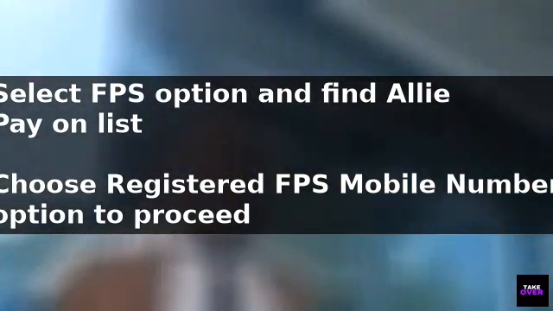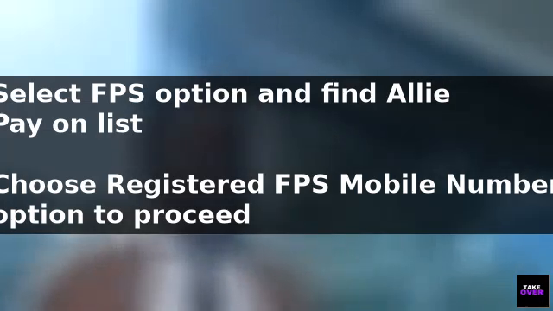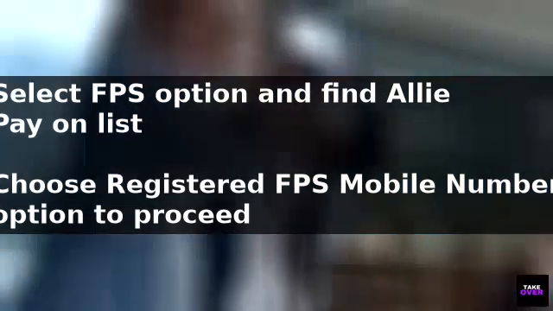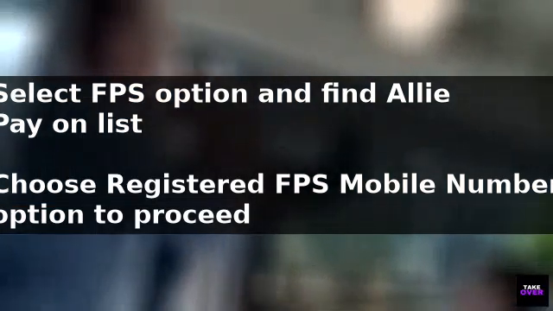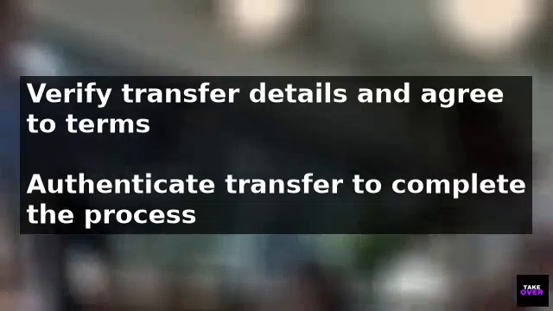Then, choose the Registered FPS Mobile Number option under the Transfer Channels. Update the recipient's mobile number, and tap Done to proceed.